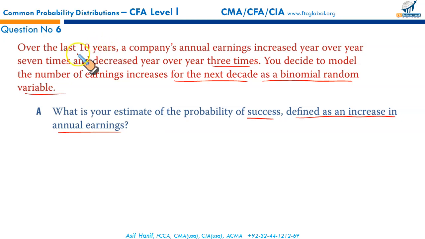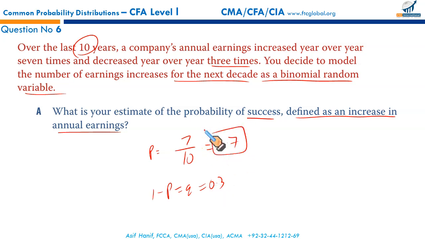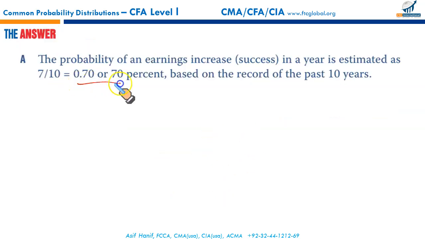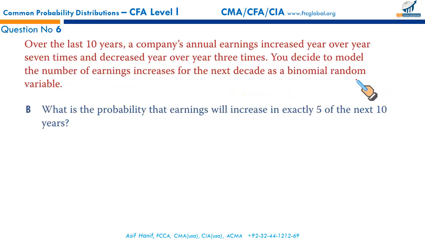Clearly, out of 10 years, 7 years witnessed an increase in earnings, so it's basically 7 out of 10. That is 0.7. And then if this is P, then what's going to be Q, or 1 minus P? It's 0.3. So that's what we're looking for, 0.7 or 70% based on the record of the past 10 years. Next question. What is the probability that earnings will increase in exactly 5 of the next 10 years?